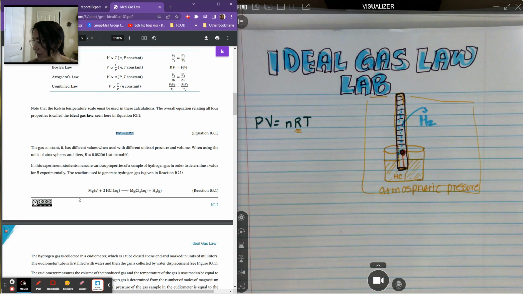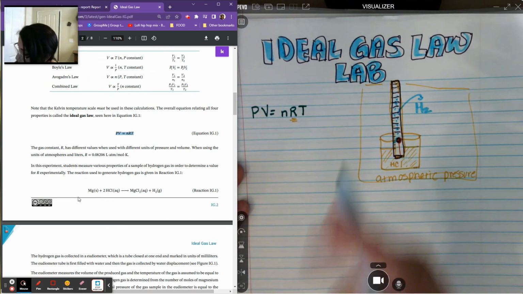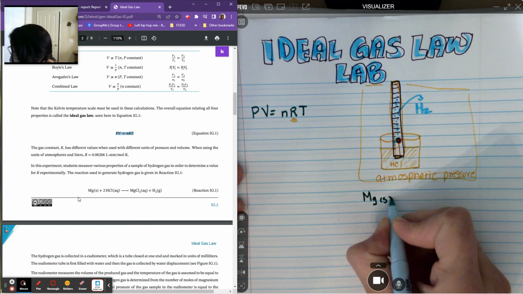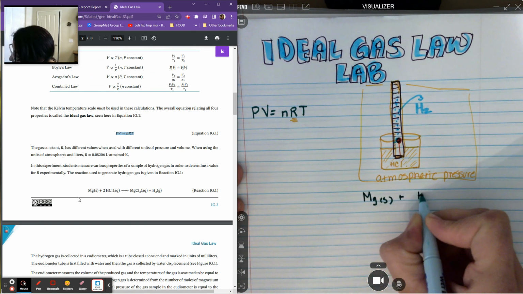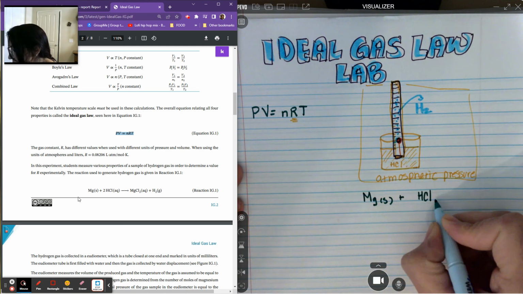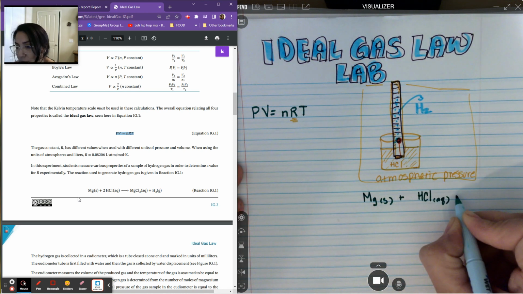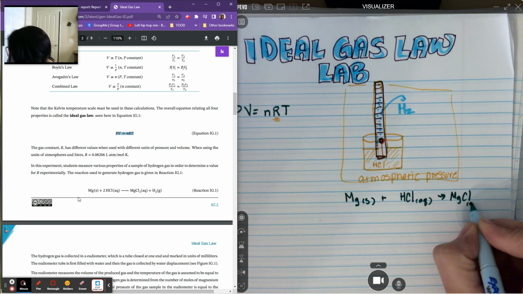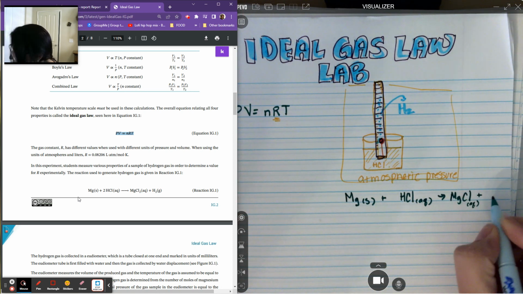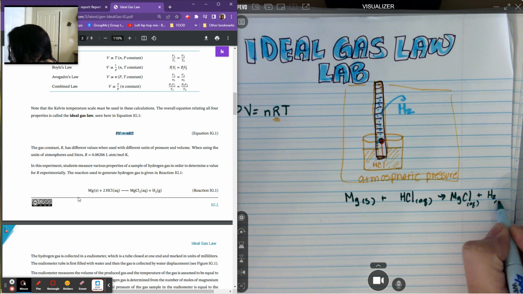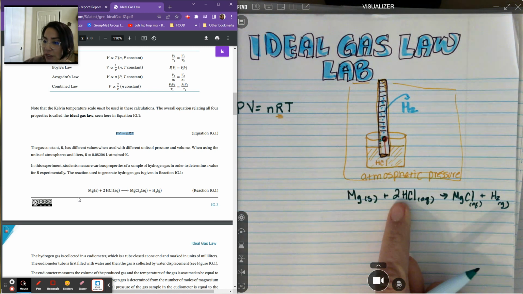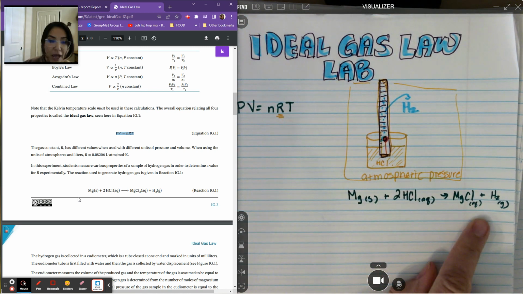The equation that we're going to be using in this reaction is going to be magnesium solid plus hydrochloric acid aqueous gives me magnesium chloride aqueous plus hydrogen gas. So we're going to develop some hydrogen gas. And you'll notice that this is going to be a single replacement reaction in which hydrogen ends up by itself. Okay.